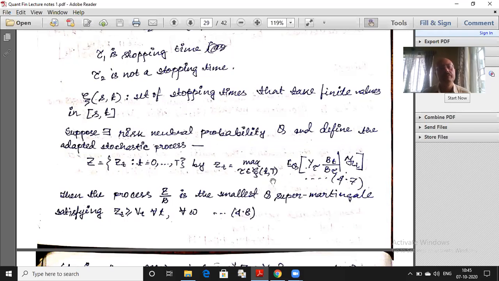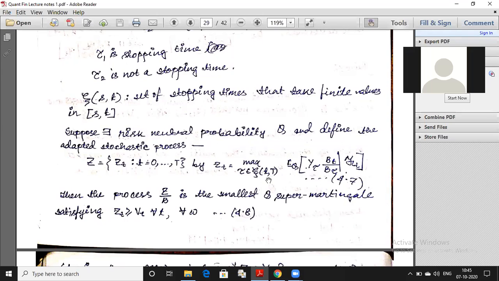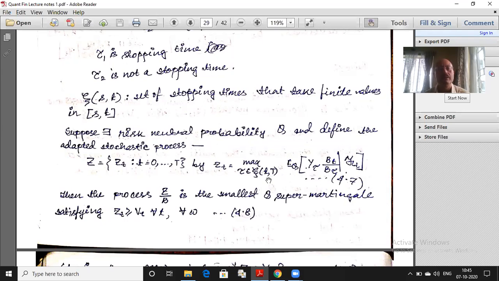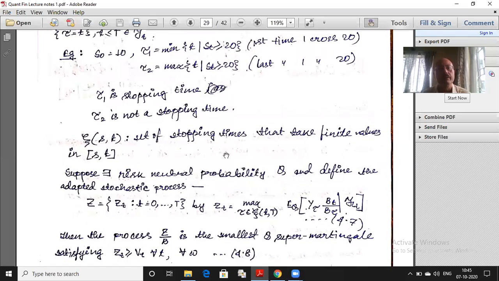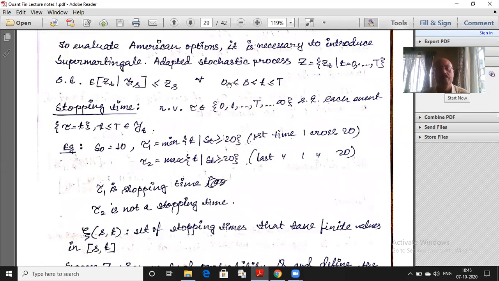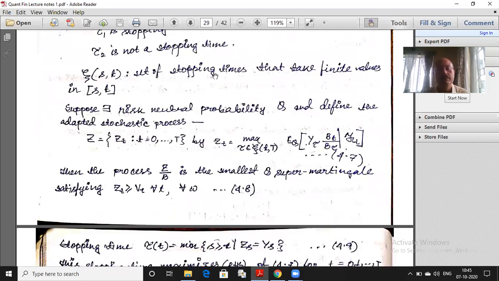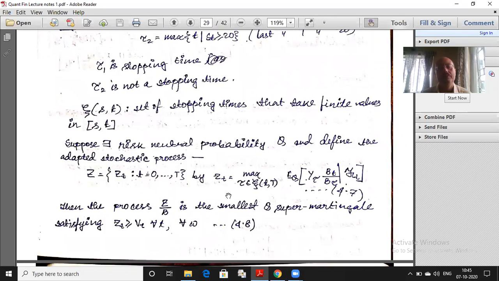So this conditional expectation I maximize over all the possible stopping times. And this I define as my ZT. And now it is not very hard to understand that this ZT is one of our super martingales. Because if you are looking at ZT when T is increasing, you will see that the expectation cannot increase because I am maximizing over a smaller and smaller interval.